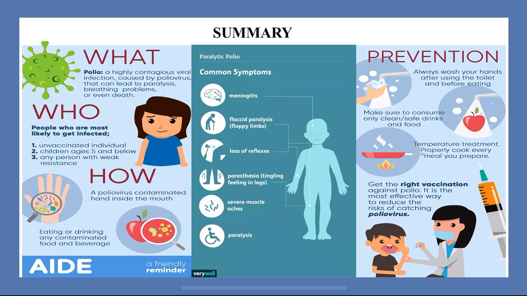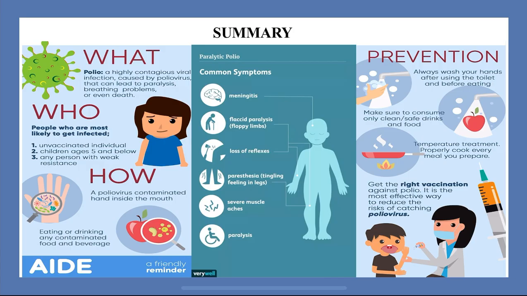So who are the ones who are likely to get infected? The infants and the children less than 5 years, 6 months to 5 years, are likely to be infected. How does a polio virus get spread? It is through the contaminated hand, a polio virus contaminated hand going inside the mouth. So poor hygiene is responsible. And also eating and drinking contaminated food and beverages will result in the spread of the polio.